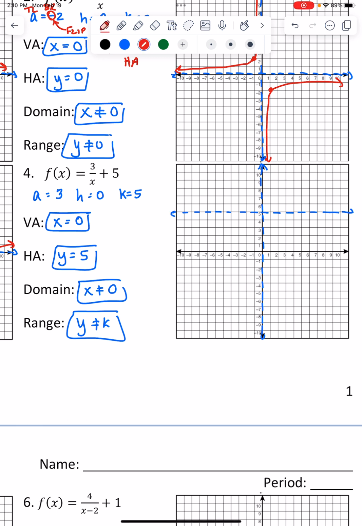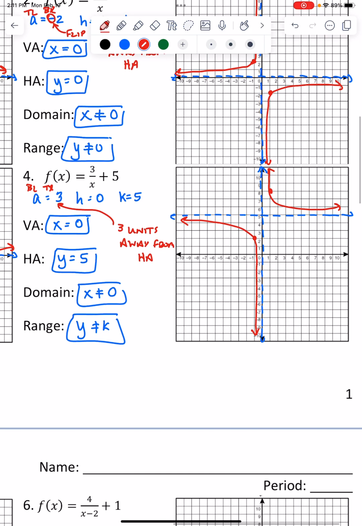Okay, and then for a is 3, so we're 3 units away from that horizontal asymptote, right? And again, it's positive, so we're in that normal bottom left, top right. So from there, bottom left, 3 units away, right here, drawing that branch. 3 units away up top, drawing that branch. Okay, so that's what we're dealing with there.